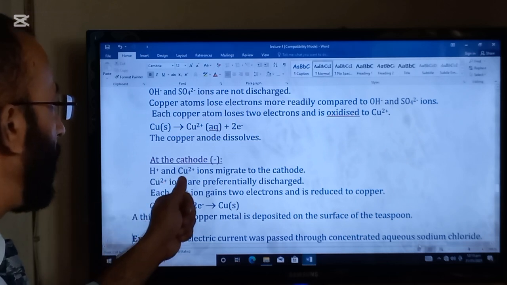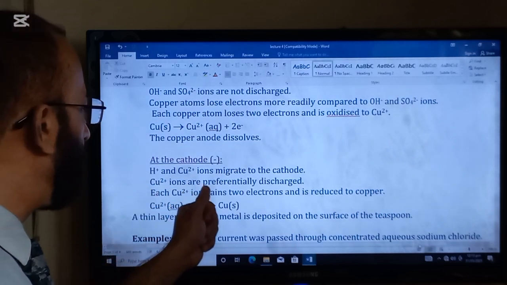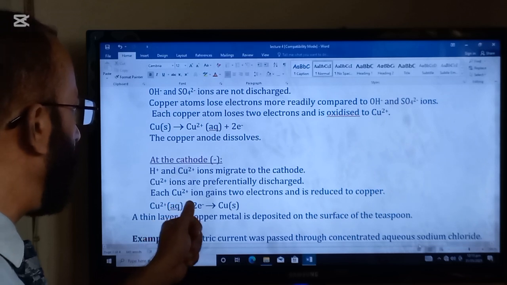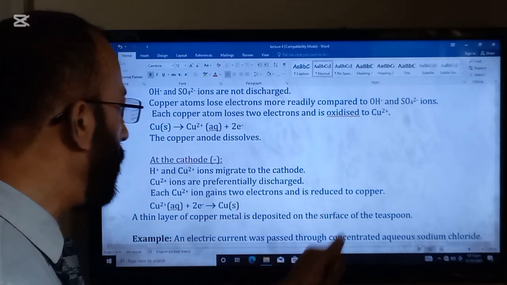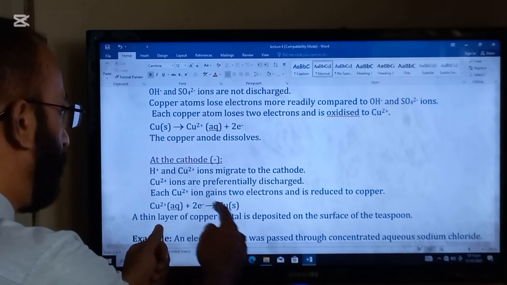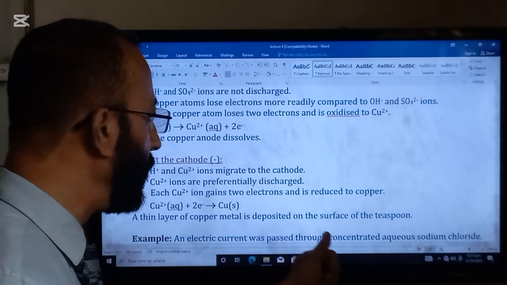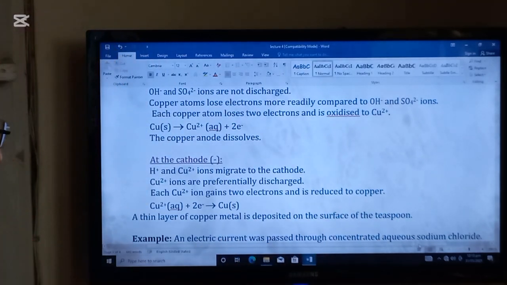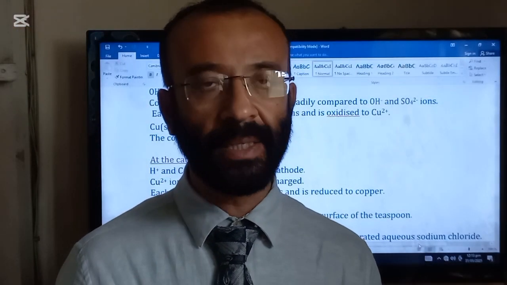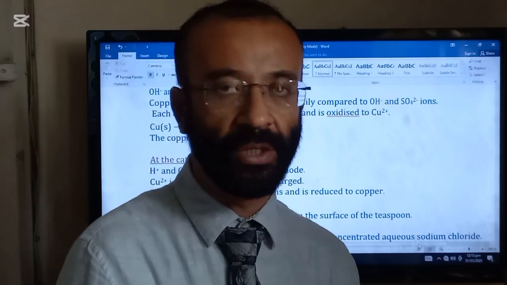Now the cathode reaction. H+ and Cu2+ ions migrate to cathode, but Cu2+ ions are preferentially discharged. Each Cu2+ ion gains 2 electrons and is reduced to copper. That is the reaction: Cu2+ plus 2 electrons forms copper. A thin layer of the copper metal is deposited on the surface of the teaspoon. So this will be the process. Now we are going to read another example.